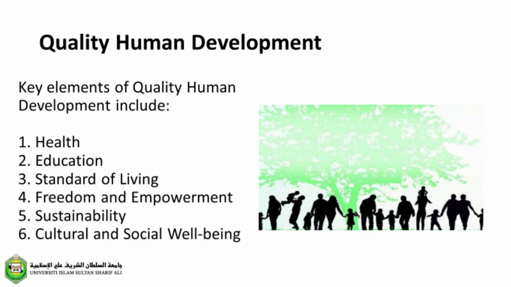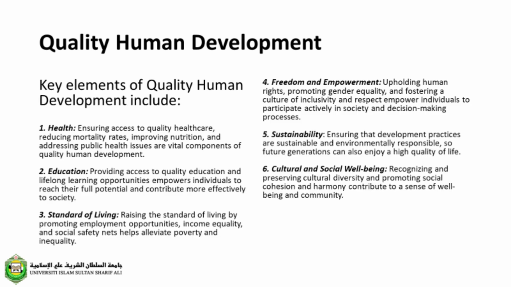Key elements of quality human development include 1. Health. 2. Education. 3. Standard of living. 4. Freedom and empowerment. 5. Sustainability. 6. Cultural and social well-being. 1. Health, ensuring access to quality healthcare, reducing mortality rates, improving nutrition, and addressing public health issues are vital components of quality human development.